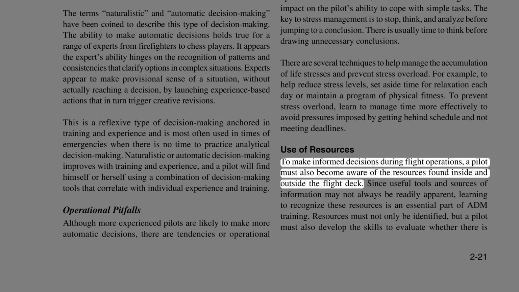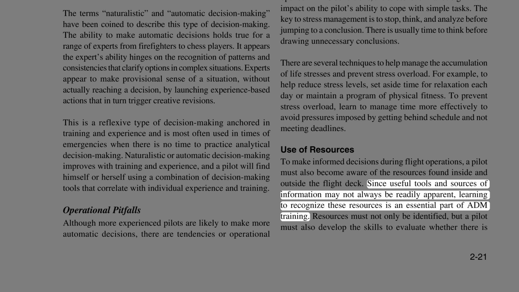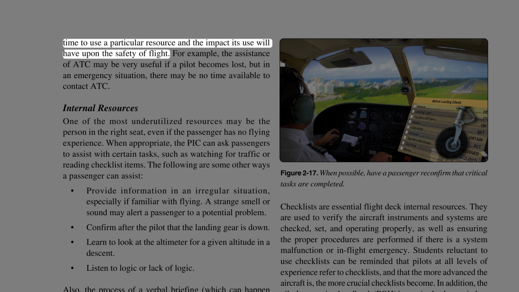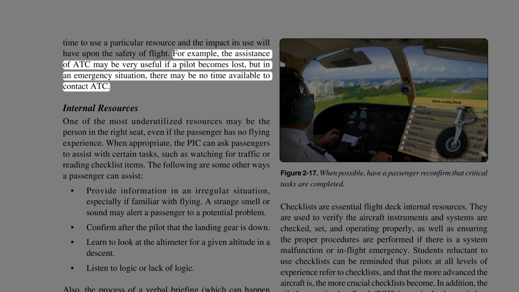Use of resources. To make informed decisions during flight operations, a pilot must also become aware of the resources found inside and outside the flight deck. Since useful tools and sources of information may not always be readily apparent, learning to recognize these resources is an essential part of DM training. Resources must not only be identified, but a pilot must also develop the skills to evaluate whether there is time to use a particular resource and the impact its use will have upon the safety of flight. For example, the assistance of ATC may be very useful if a pilot becomes lost, but in an emergency situation, there may be no time available to contact ATC.